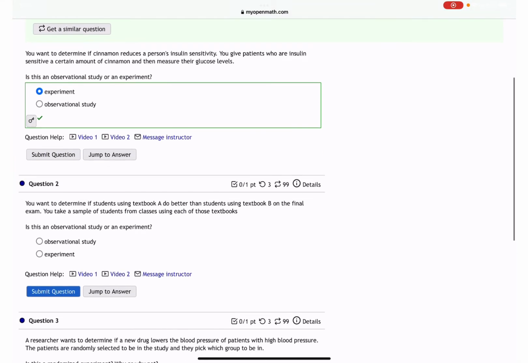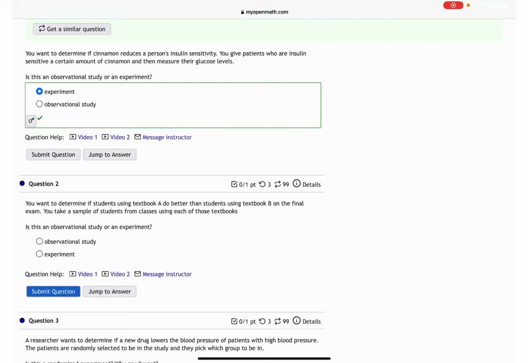Next one, you want to determine if students using textbook A do better than students using textbook B on the final exam. You take a sample of students from classes using each of the textbooks. Is this observational or an experiment? I believe this is observational because you don't provide any experiment. You give people this book and that book, right?